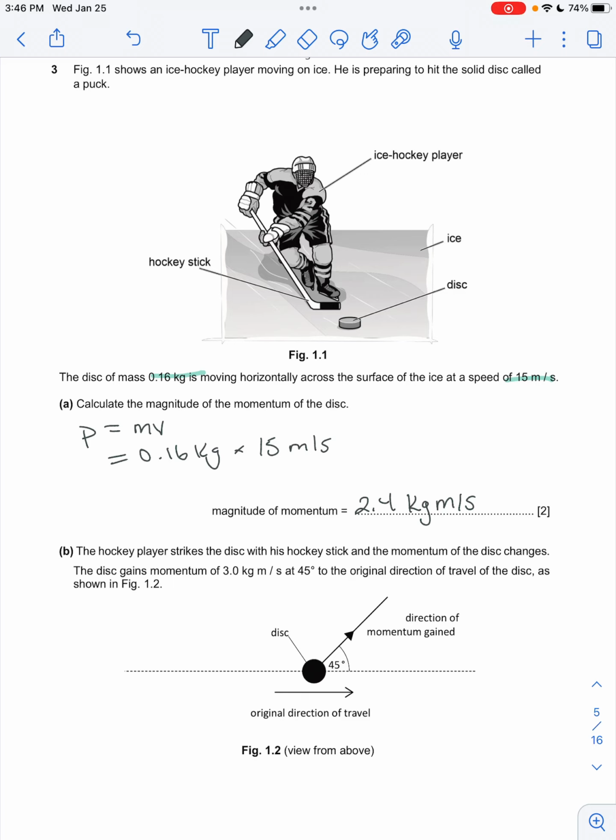1 mark for the work, other mark for the answer with the units. That was pretty straightforward.